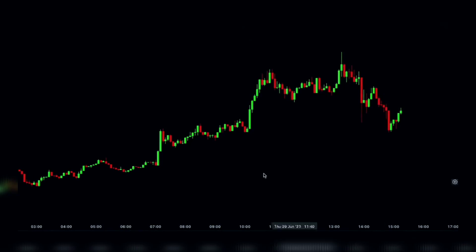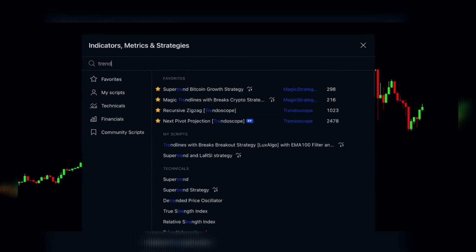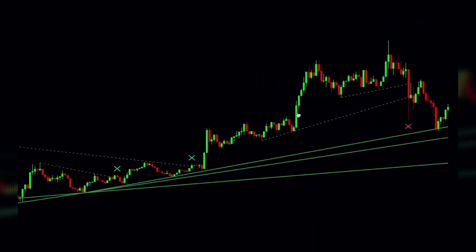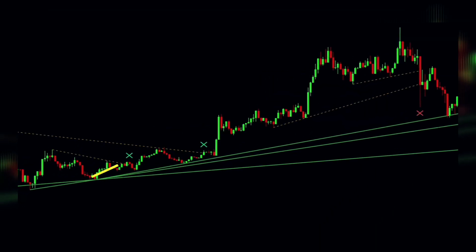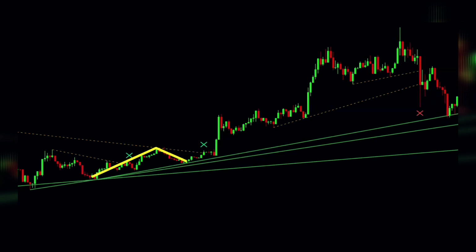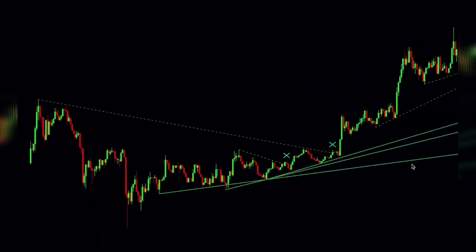Now let's add this trendline pivot indicator to our chart. Simply head to the indicator section and search for Trendline Pivot by QuantView. This tool automatically identifies and plots both upward and downward trend lines by connecting pivot highs and lows, acting as resistance for downward trends and support for upward ones.